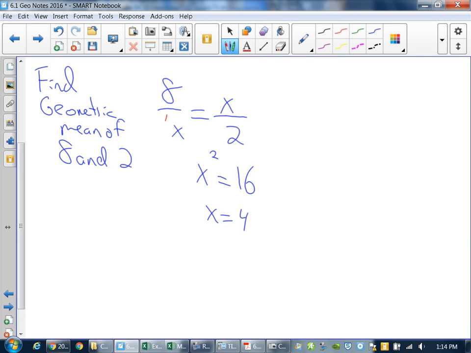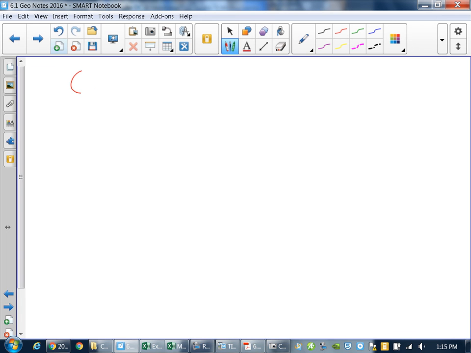Now if you look at it, what's 8 divided by 4? 2. And what's 4 divided by 2? 2. You get the same, when you simplify it out, it works out. But, will geometric means always work out to be a nice clean number? No, not at all. For example, what happens if you have the geometric mean of 4 and 3?